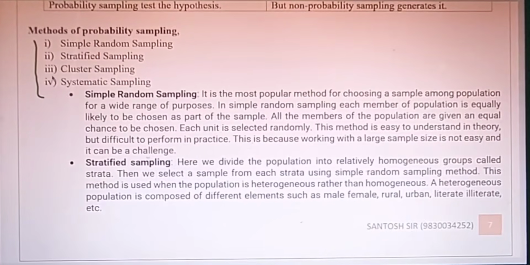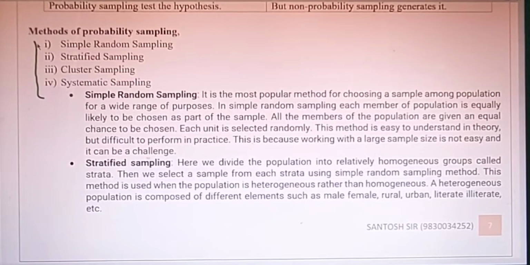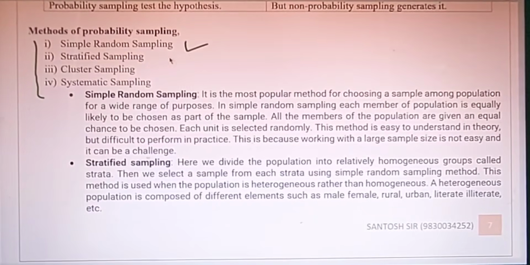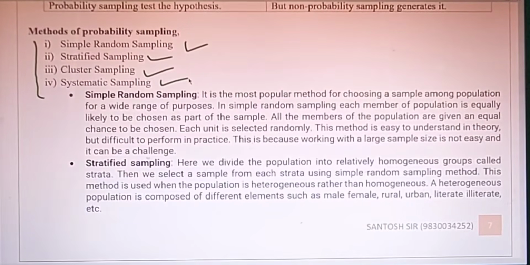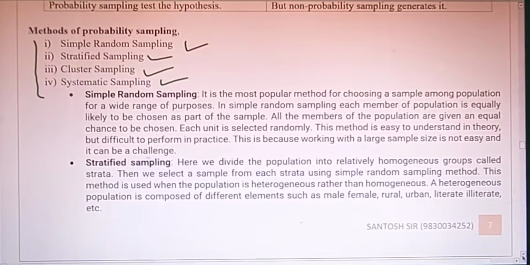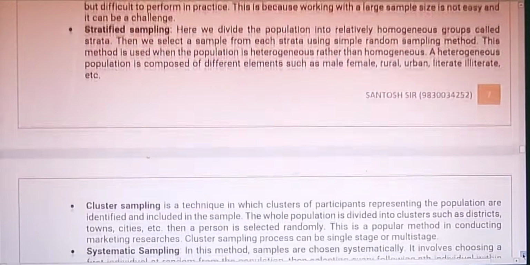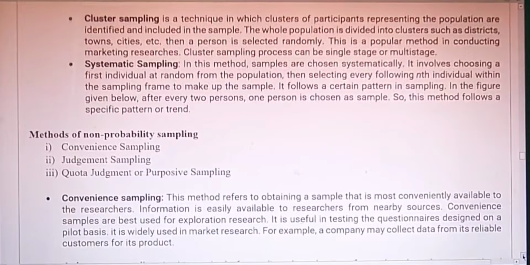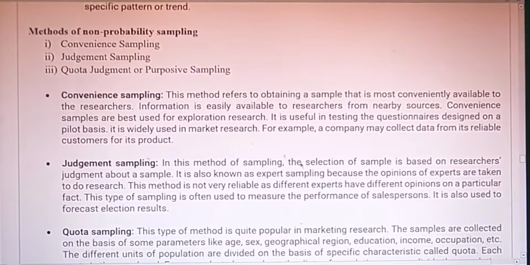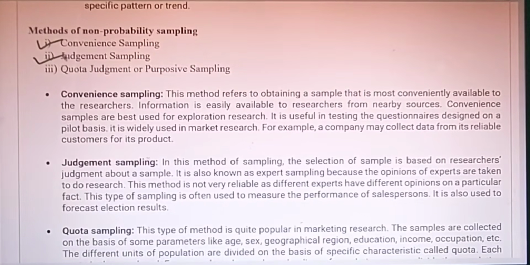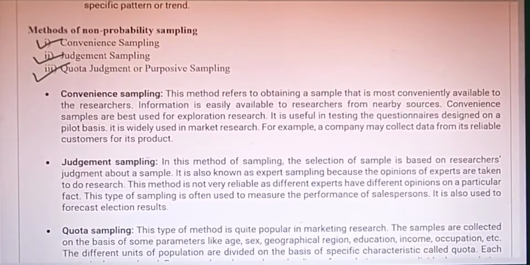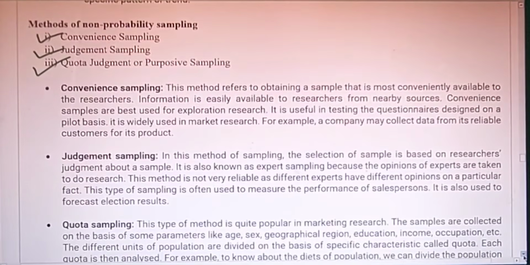The different methods of probability sampling, there are 4 methods I have written here. The first one is simple random, second one stratified, third cluster sampling, and fourth one systematic sampling. You can watch my previous videos on the different methods of sampling, that will help you a lot. And these are the different methods of non-probability sampling: convenience sampling, judgment sampling, and quota sampling, right? So you must write about this.